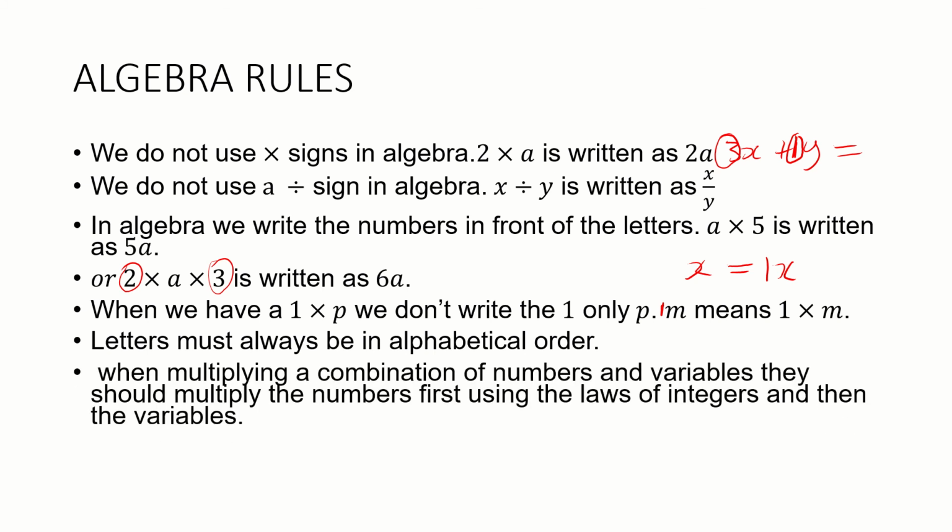When multiplying a combination of numbers and variables, you should multiply the numbers first using the laws of integers and then the variables. For instance, if I have something like this, I will multiply the numbers first, which is 2 times 3. That will give me 6. And then I will just multiply 6 with a and b. When you multiply 6 with a and multiply it with b, you will get 6ab.